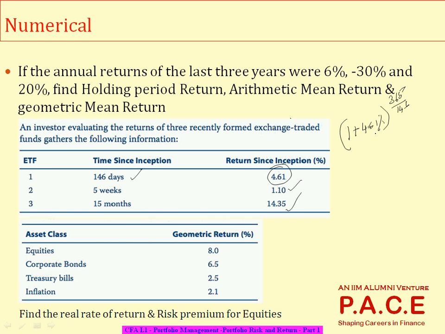1 by number of years. Number of years is 146 by 365, so it becomes 365 by 146. This will become the effective annual yield for the first one.